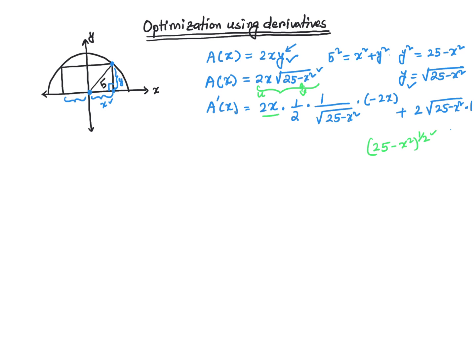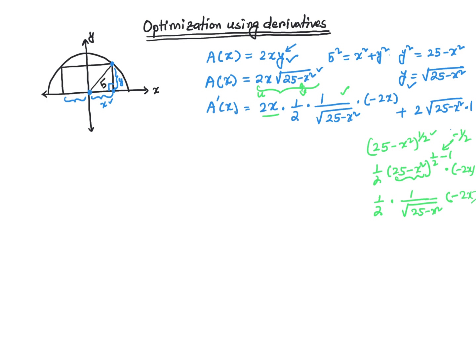If I apply the power rule, that's going to give me 1/2 times 25 minus x squared to the power 1/2 minus 1. Then I use the chain rule to take the derivative of 25 minus x squared, which is just negative 2x. That gives me 1/2 times, this is going to be negative 1/2, which is 1 over the square root of 25 minus x squared, times negative 2x. And that's exactly what I have here.